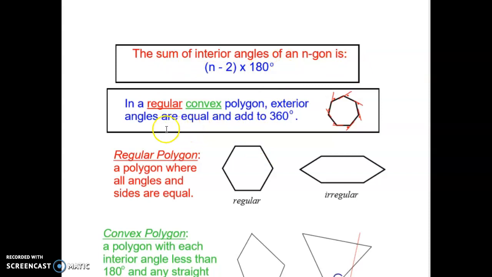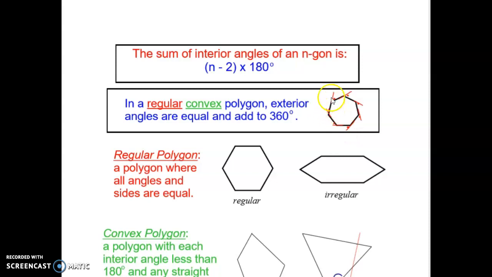Another definition here for you. In a regular convex polygon, exterior angles are equal and add up to 360 degrees. So regular, first of all, we saw this word earlier, means that all sides are equal in length and all interior angles would also be equal.